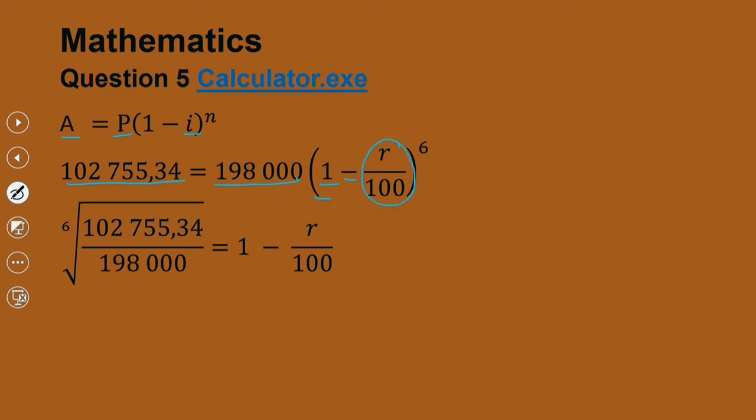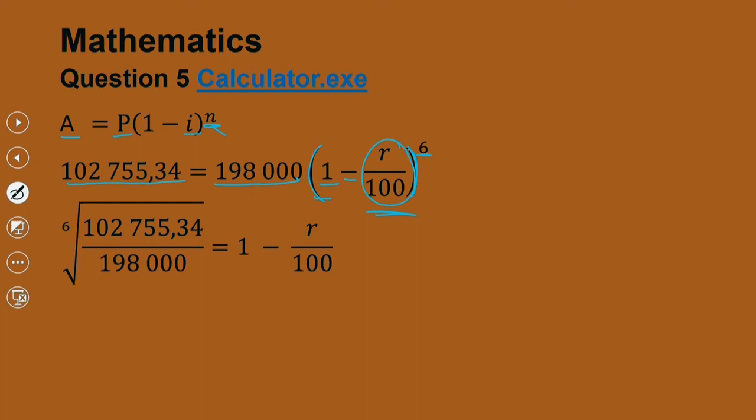Remember what we did in the previous sections: we said I must be divided by 100, or you can write it as a decimal, right? And then we close the brackets, everything to the power of N, which is 6. Now we can proceed. What do we do first?